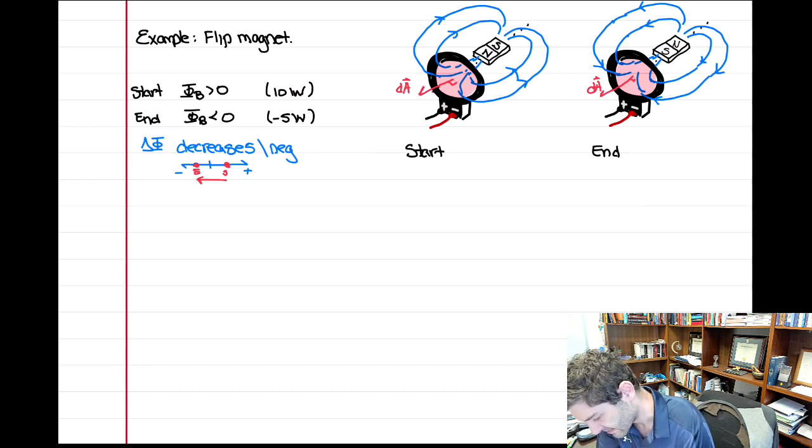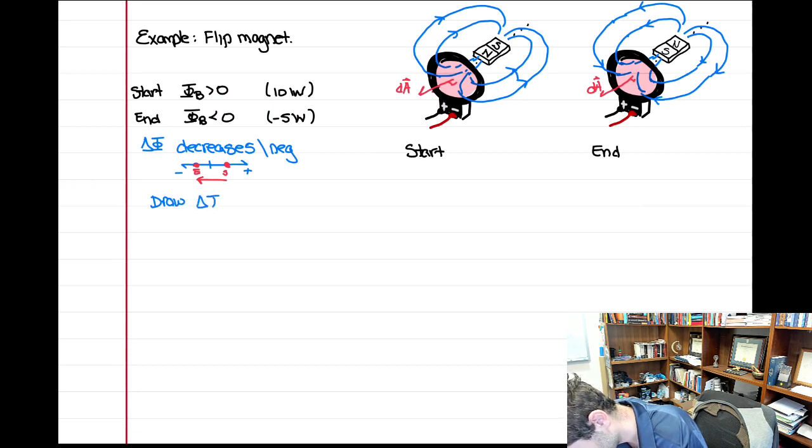So in that case, since it's decreasing or is negative, we will think of this change in flux like a vector, and we will draw this delta in the direction that is anti-parallel to my dA element.